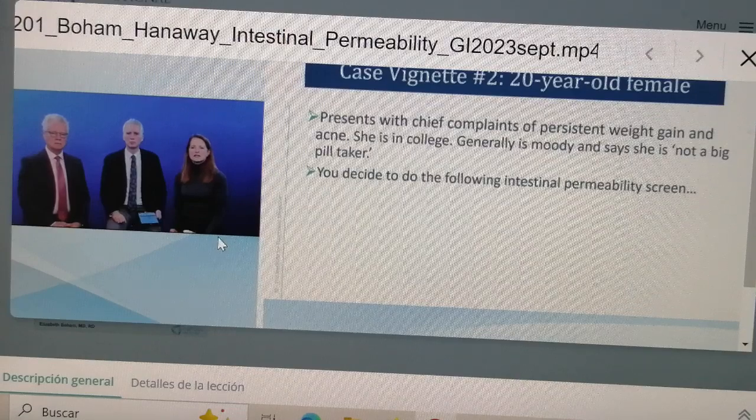She definitely had some, she was definitely a picker. So she would pick on her hair and her skin, some trichotillomania. And so I decided, I was like, well, let's see how much the gut is impacting your symptoms. And so I did a test for intestinal permeability on her.